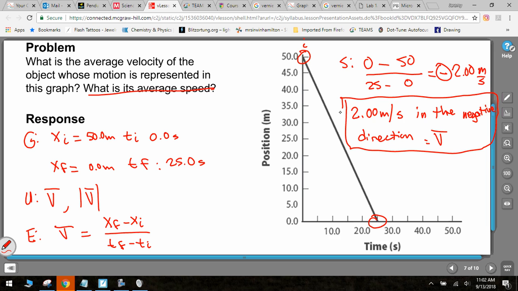Okay? The last part, how do I get my average speed? Well, I'm taking the absolute value. So absolute value of negative 2 is? So I can just say that it is 2.00 meters per second. That's my average speed. That's it.